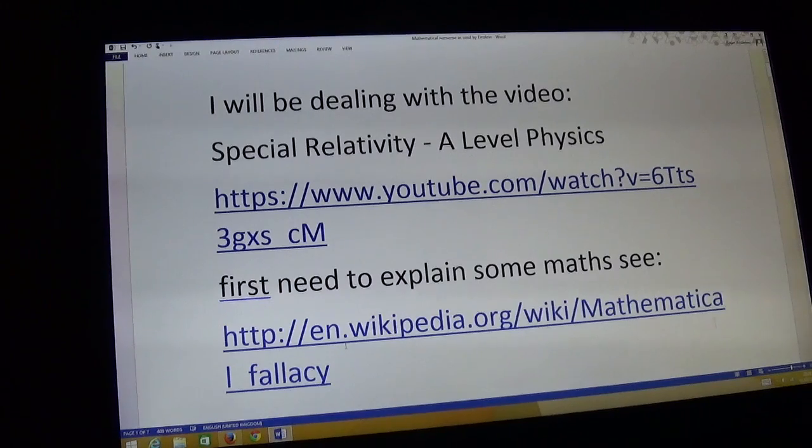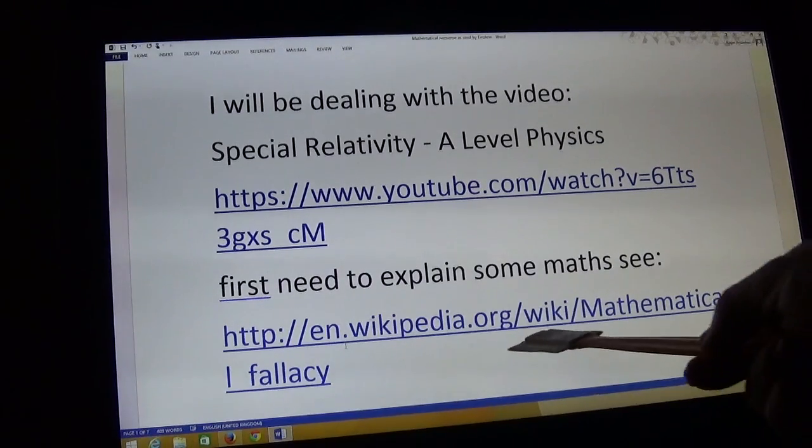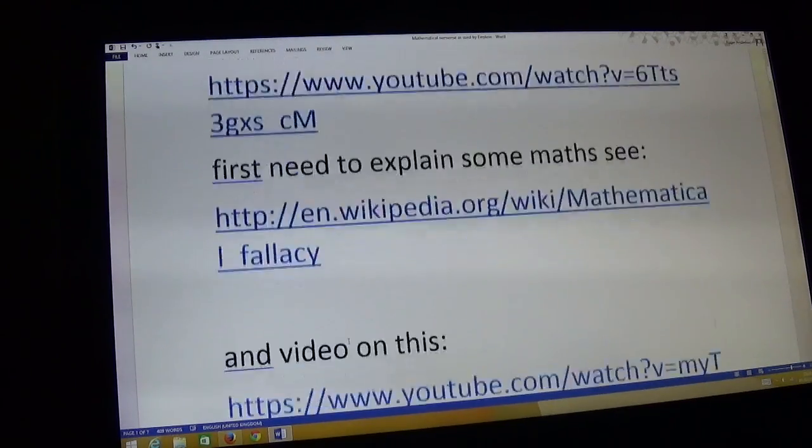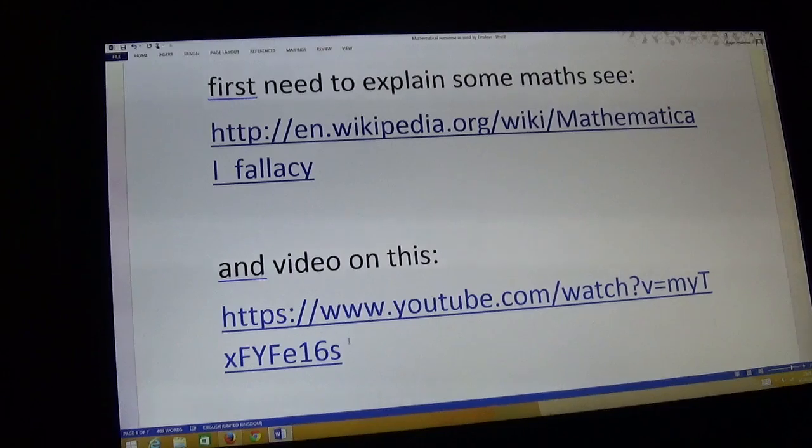Right. First thing I need to do is to explain some maths, and I'm going to be using this Wikipedia site for some maths, and then I will show you a little video on this maths, and then I'll get back to the physics place where their maths is used. Right, so let's start.